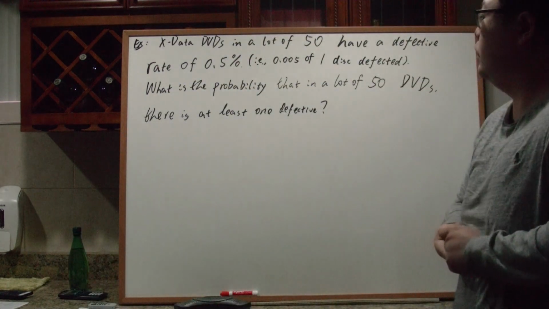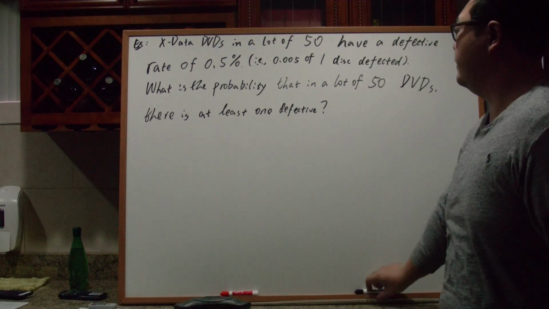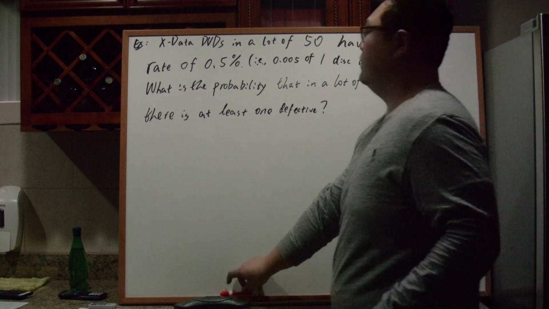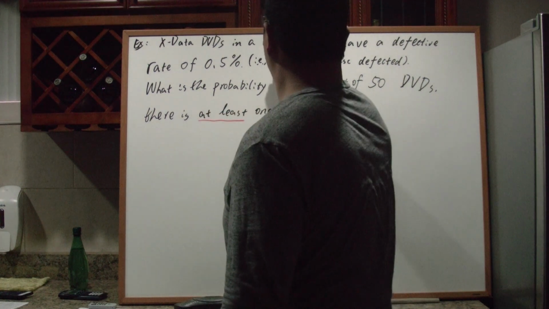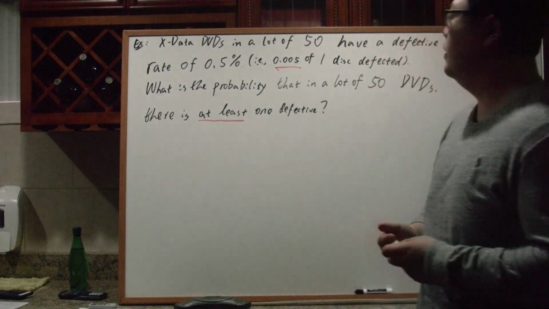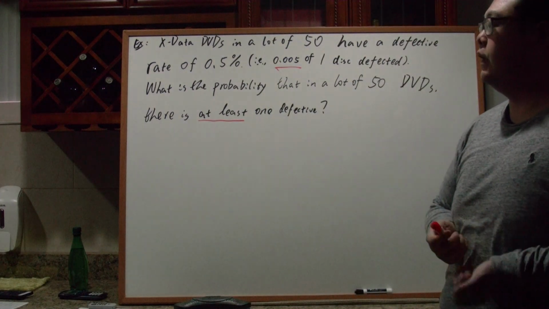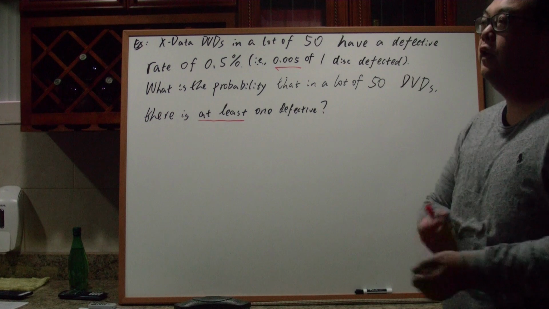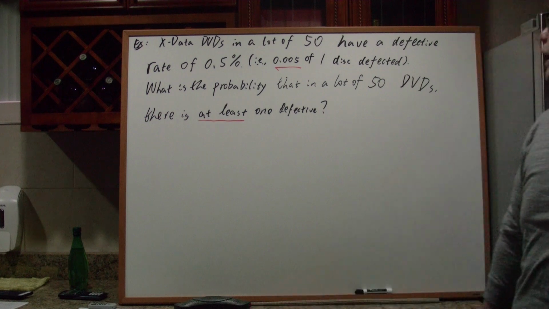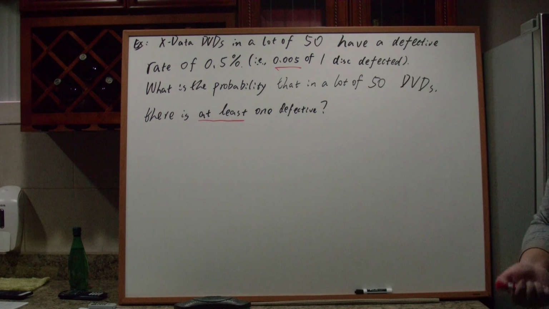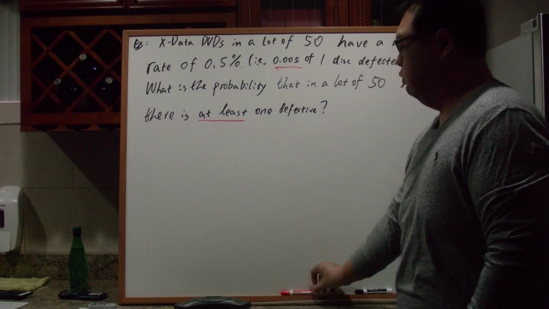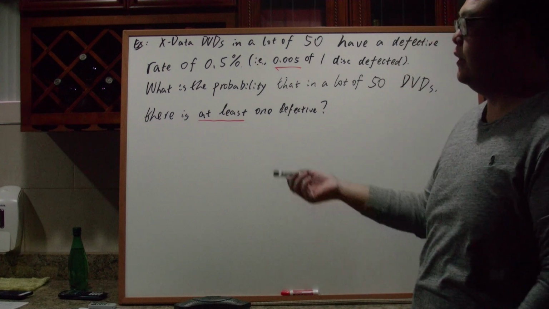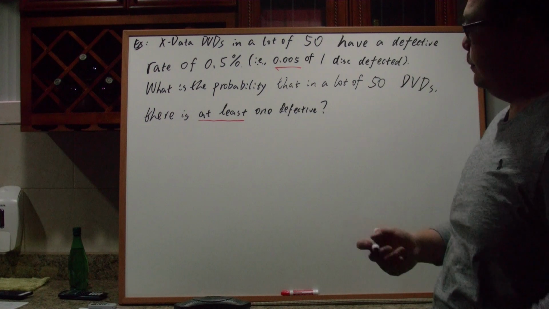We're asking, what is the probability that in a lot of 50 DVDs there is at least one defective? 0.005 for one disk to be defective, and asking for at least one defective. I recall what we had done last time, the boys or girls coming out. Well, this one looks very similar. If you go back to last time's lecture, it is actually asking for the similar thing.